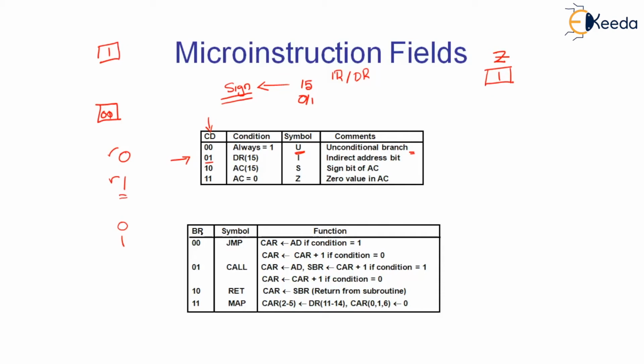Okay. So the branch fields are 00, 01, 10, 11. 00 is for jump. What is jump? Jump is an unconditional branch. Simply, we are going to skip a few lines of code, and then the micro instruction code is specified within the 7-bit address. To that address, a jump is going to be performed. 01 is a call. When you perform a call operation, the address will be transferred to the control address register.